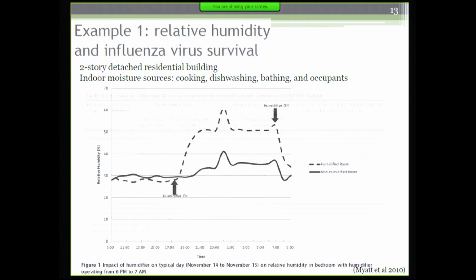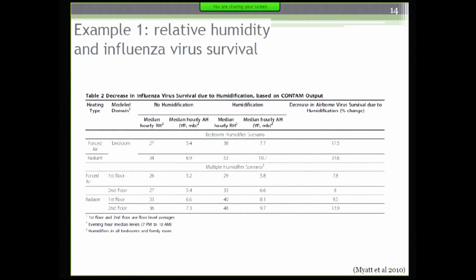Next slide. And what we used that for was to then model a person that has influenza in the bedroom. These are the typical emission rates. This is how airflows move around the house. We modeled different types of heating systems, so forced air versus radiant. And what we were able to show was that with the increased humidification in the bedroom, if you put a humidifier in the bedroom, airborne virus survival dropped by 17.5% if it was a forced air system, and by 31.6% if it was radiant.